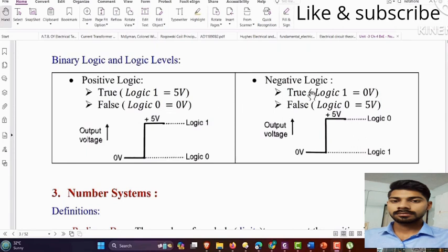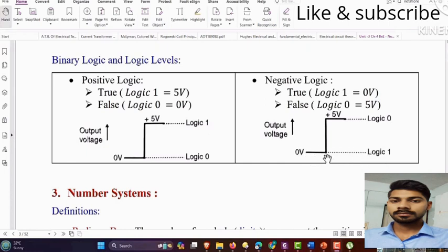and that is represented in actual electrical circuit by 0 volt. Whereas in negative logic system, the role of true and false will be reversed. The true means it is logic 1 and that is represented by 0 volt in the electric circuit, and false is logic 0 and that is represented by 5 volt in the corresponding binary electric circuit. It is shown in the figure here.